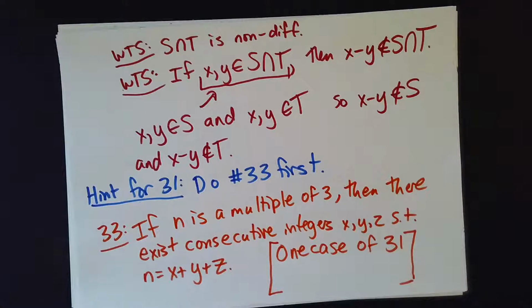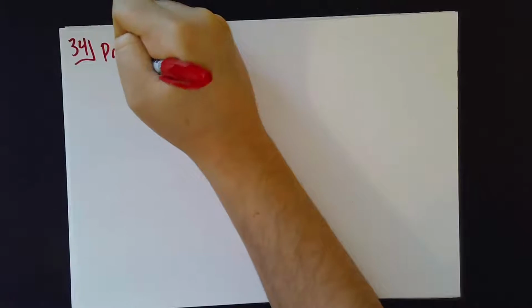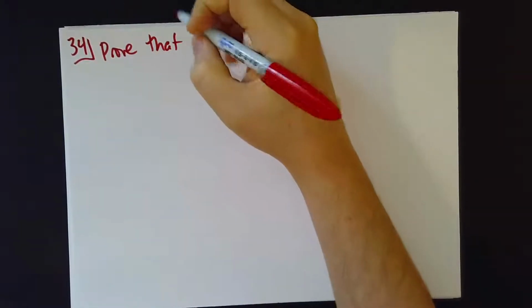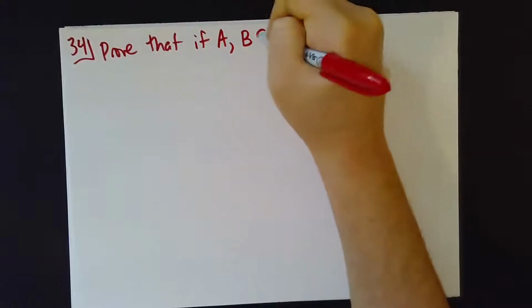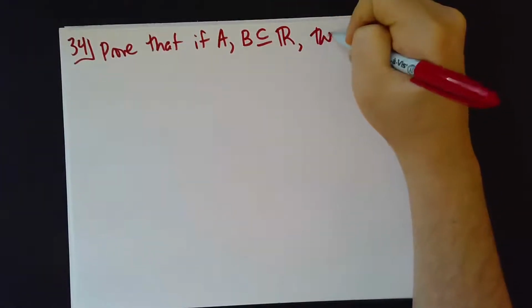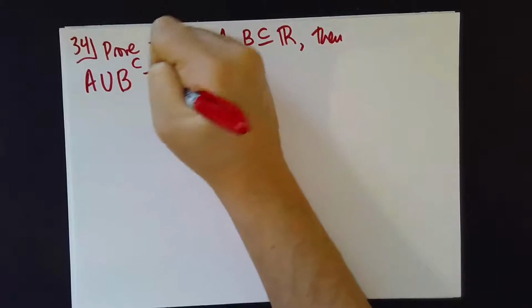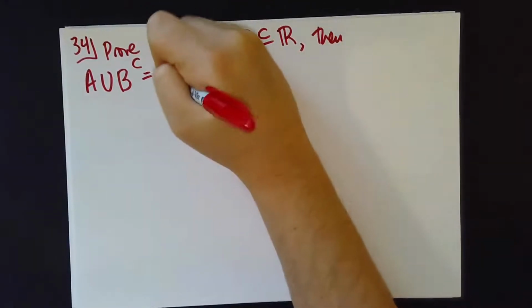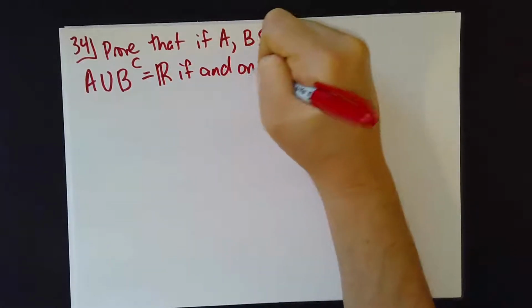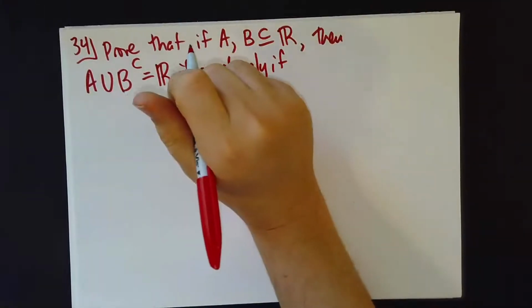34. So 34: prove that if A and B are both subsets of R, then A union B complement is R if and only if A is a subset of B? No, B is a subset of A.